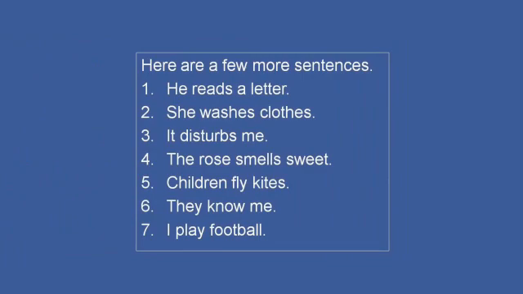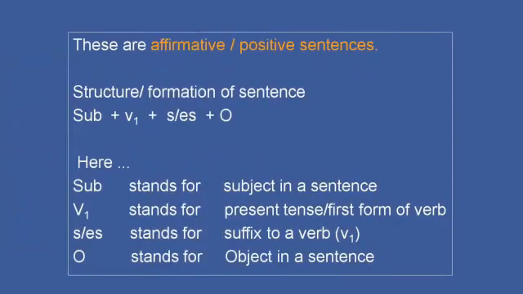Here are a few more sentences. He reads a letter. She washes clothes. It disturbs me. The rose smells sweet. Children fly kites. They know me. I play football. These are affirmative or positive sentences. In affirmative or positive sentences, we don't use the word not.